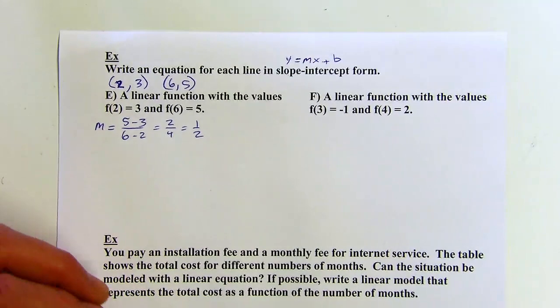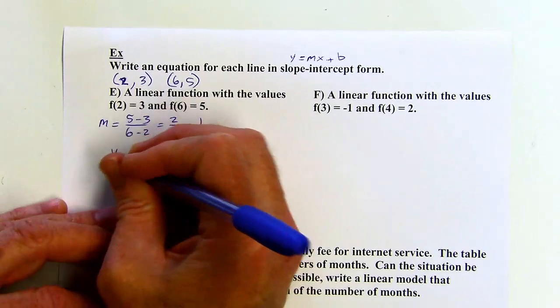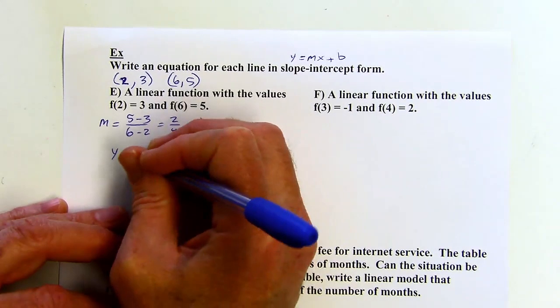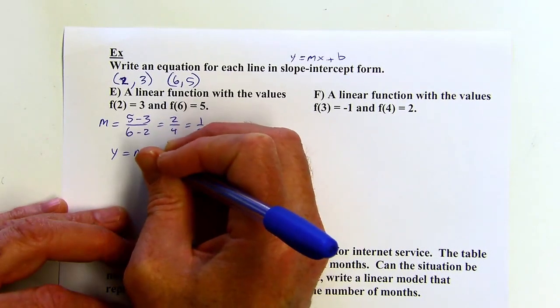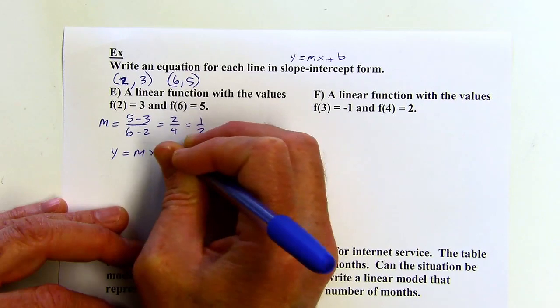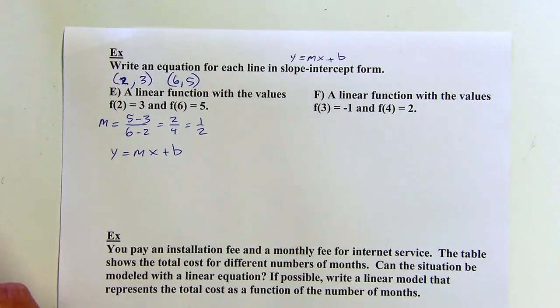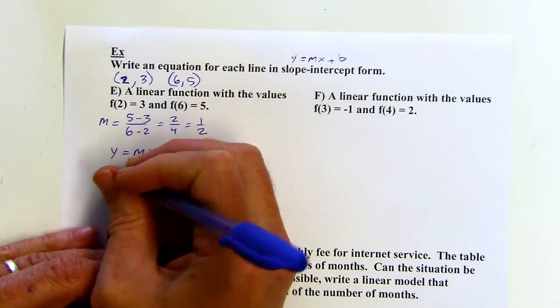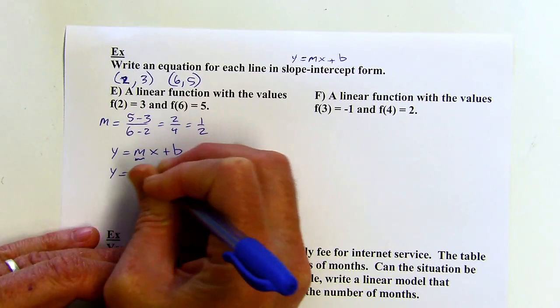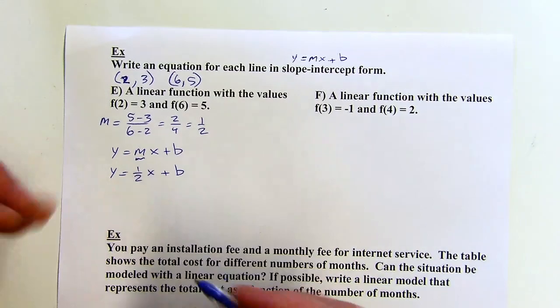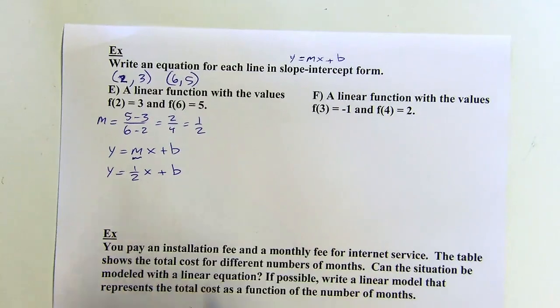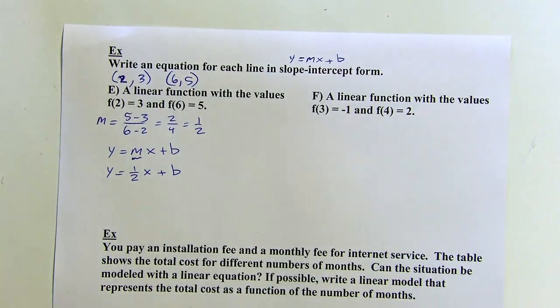Okay? So now what I'm going to do with this other method, instead of using point slope form and then converting it, what I can do is use slope-intercept form. So far all I know is the slope. So it's going to be y equals 1/2 x plus something. So plus or minus something, because that b could be negative. So I still need to figure out the b.